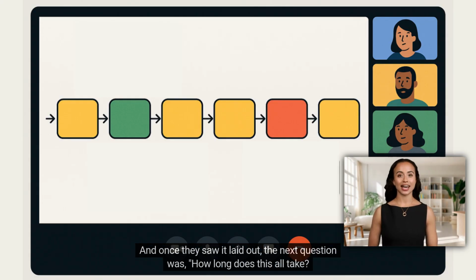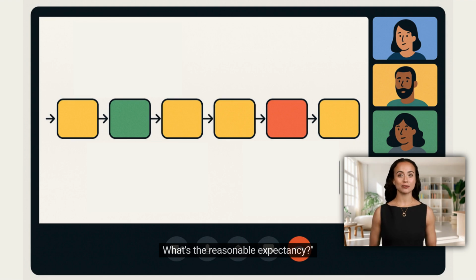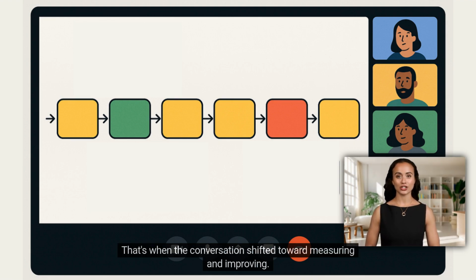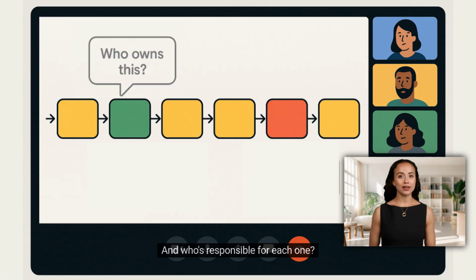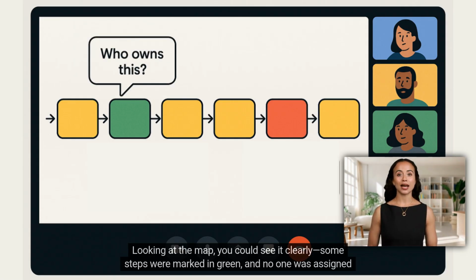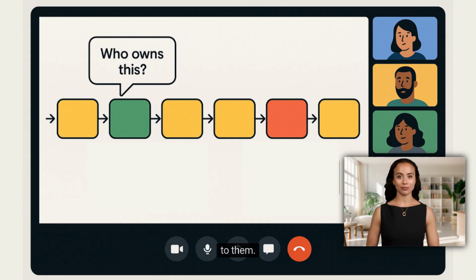And once they saw it laid out, the next question was, how long does this all take? What's the reasonable expectancy? That's when the conversation shifted toward measuring and improving. So we broke it down. How long does each step take? And who's responsible for each one? Looking at the map, you could see it clearly. Some steps were marked in green, and no one was assigned to them. Nobody knew who owned those parts of the process.